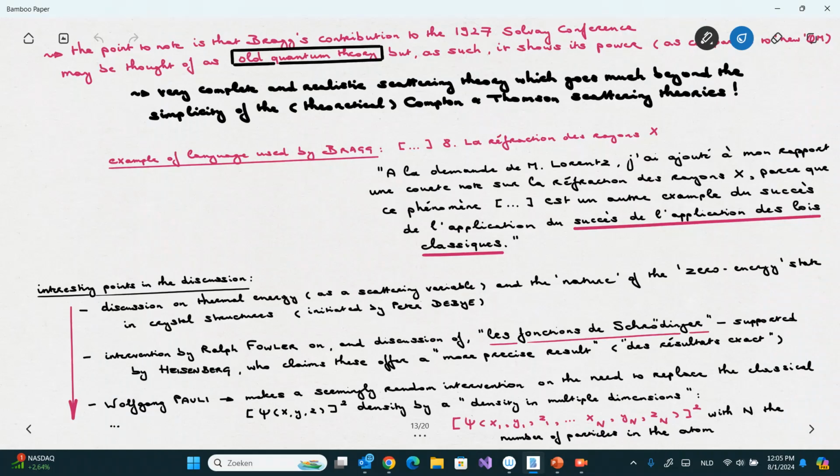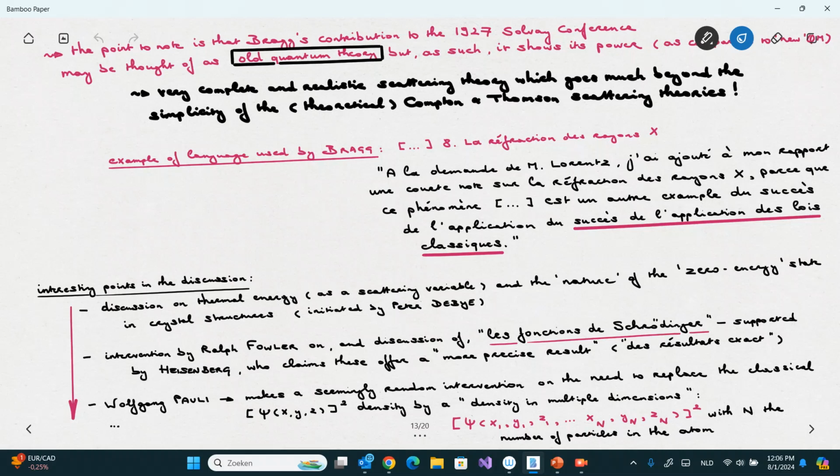What strikes me in this one is that the first intervention is made by Peter de Baay. He was Dutch. His life has been a bit controversial. When he was in Germany, and anti-Semitism was on the rise. But in any case, there are stories that he was like a spy or something, or a Nazi. These are probably untrue. You can look it up on Wikipedia. Very interesting guy. But he starts immediately with a discussion on thermal energy in a crystal structure as a scattering variable, and he also talks about.